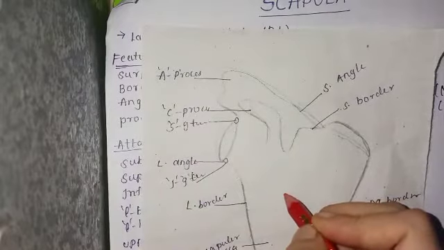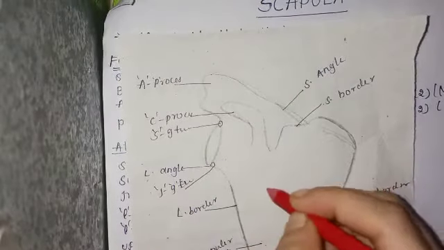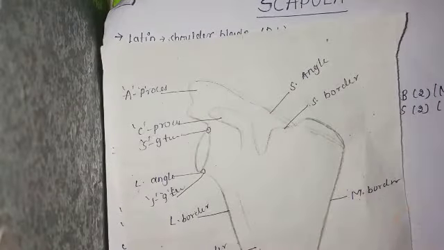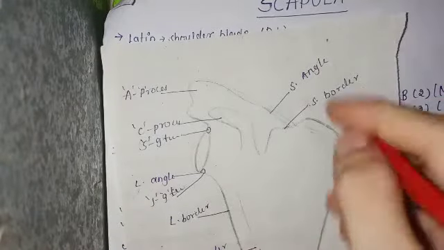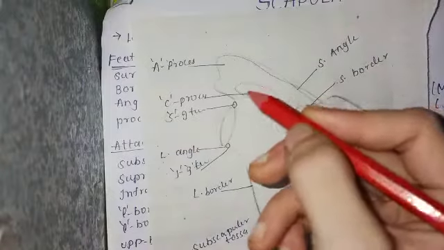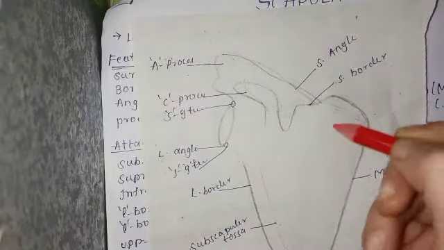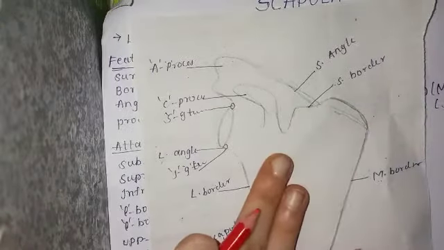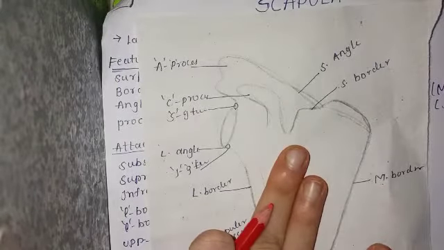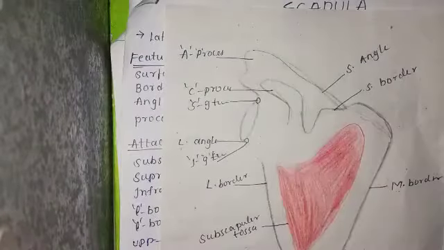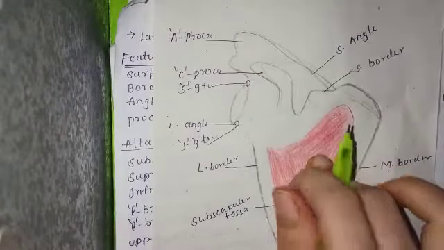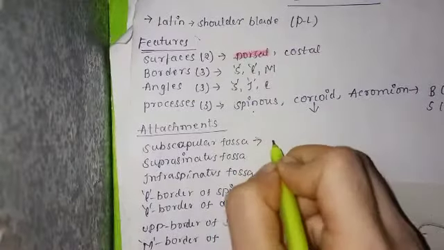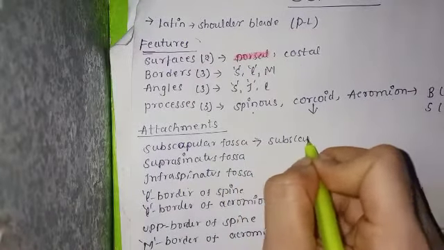Here at the costal surface we can see the attachment of the subscapularis muscle. Here the origin of the subscapularis muscle takes place, so I am using the red sketch so that you may understand it clearly. This is the subscapular fossa. Here the subscapularis muscle takes origin. In the subscapular fossa we can see the attachment of the subscapularis muscle.